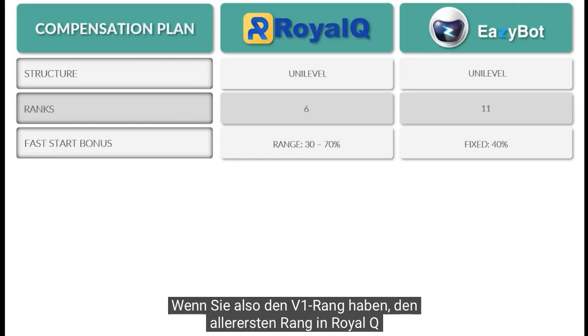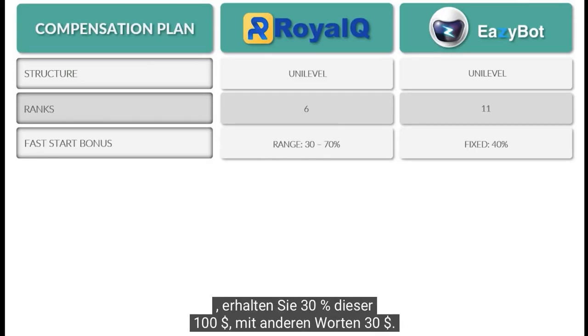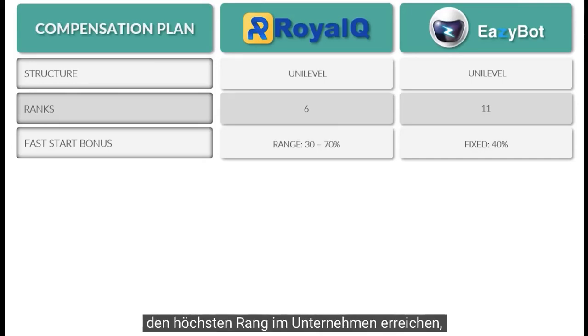So when you're V1 rank, the very first rank in RoyalQ, you're getting 30% of that $100. In other words, $30. On the high end, when you get all the way up to the top rank in the company, V6, you're going to be earning $70, 70% on that $100 activation fee.